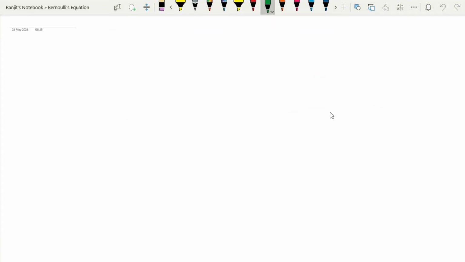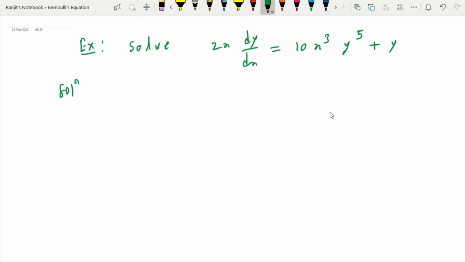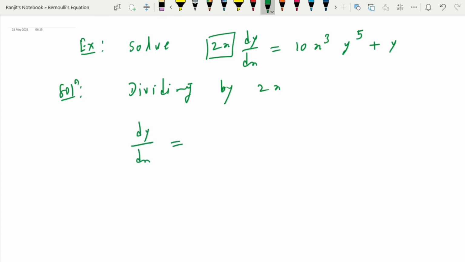Now we will discuss Bernoulli's equation with one example. The example is: solve the differential equation 2 times x dy by dx is equal to 10 times x cube times y to the power 5 plus y. Now its solution: first we divide the given equation by 2 times x, so dy by dx is equal to 10x cube y to the power 5 upon 2x, that is 5x square y to the power 5, plus y upon 2 times x.